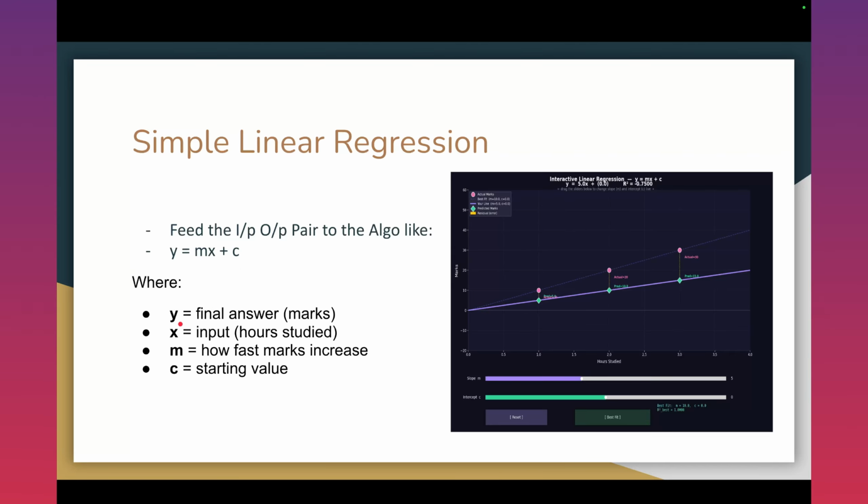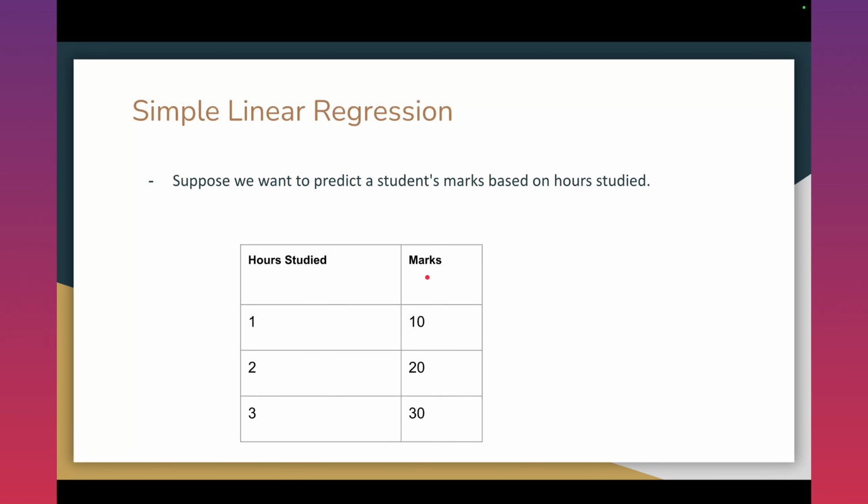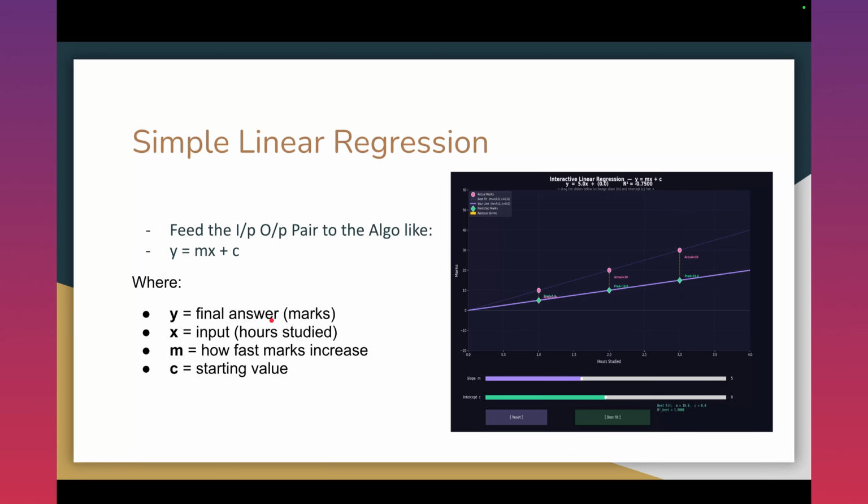So y means over here we want to predict the final answer, or you can say marks. So in our case this marks variable will become y, and x is the input, which is basically the number of hours the student is studying. So that becomes the input for the model. Now what is m and c in this equation?